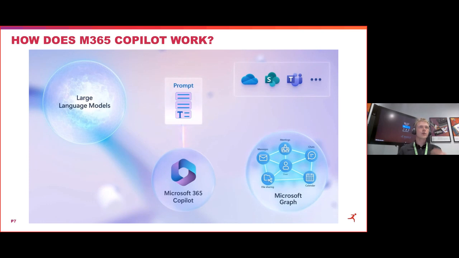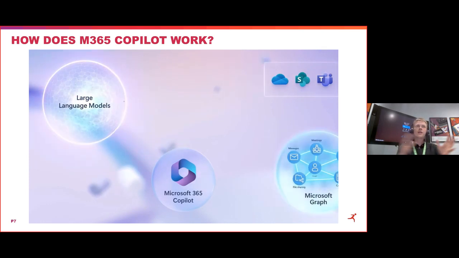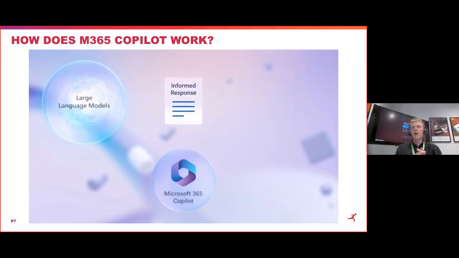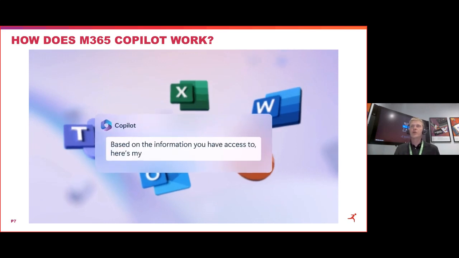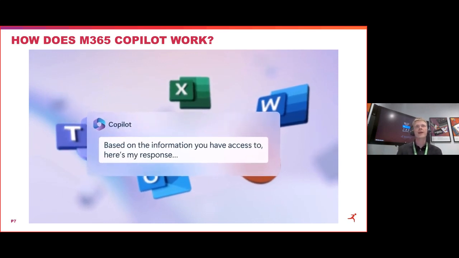So why is it doing this? It's called grounding. It's basically taking your prompt, like, oh, can you summarize the state of Project Unicorn into a 3-slide deck, to actually searching for files related to Project Unicorn, and then executing the summary of these documents, and then using Graph API to create a command to PowerPoint to create the deck for you.